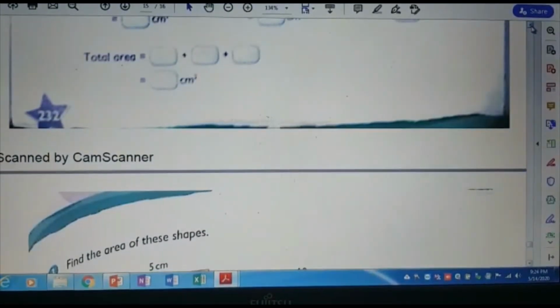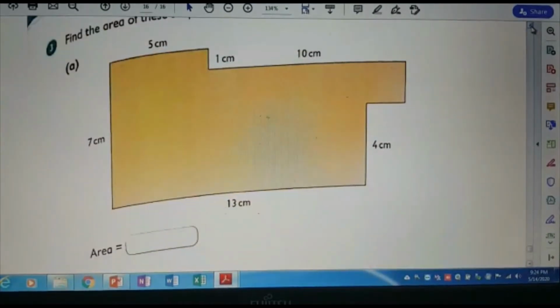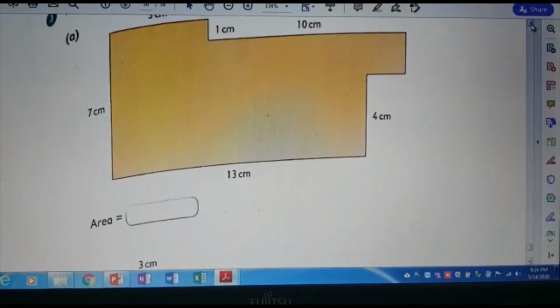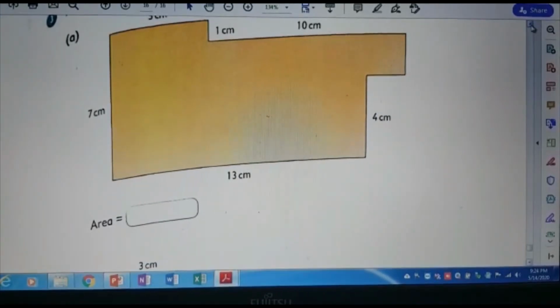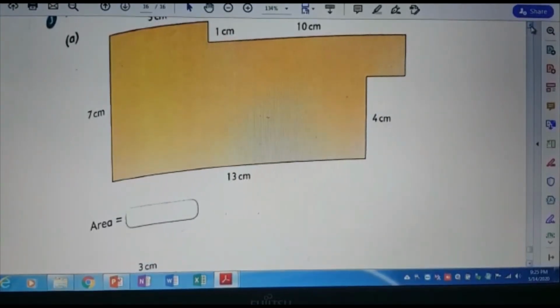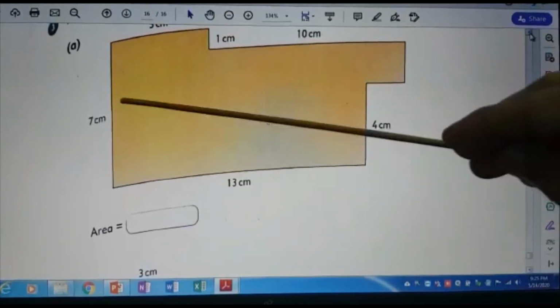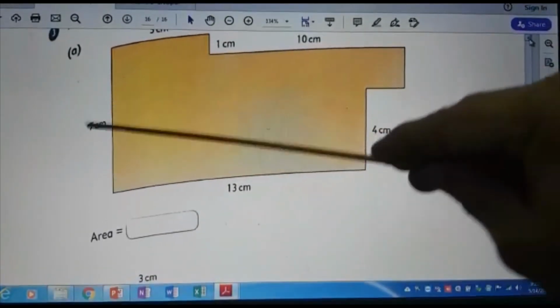So page number 233 also has some compound shapes. You need to split the shapes by checking the measurements given. Here 7 centimeter is given. So if I split like this, is it possible for me to get the length and width? 7 is here, 3 is here.